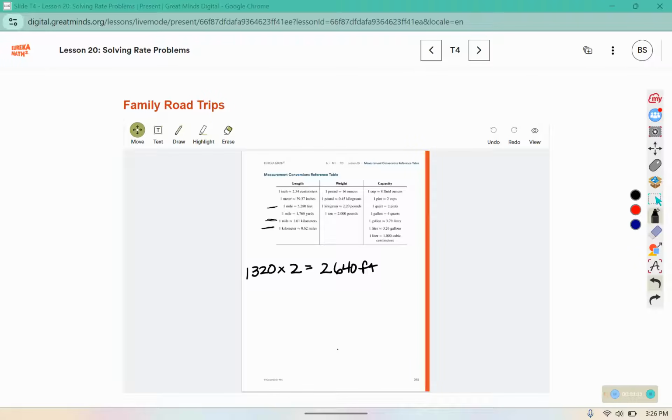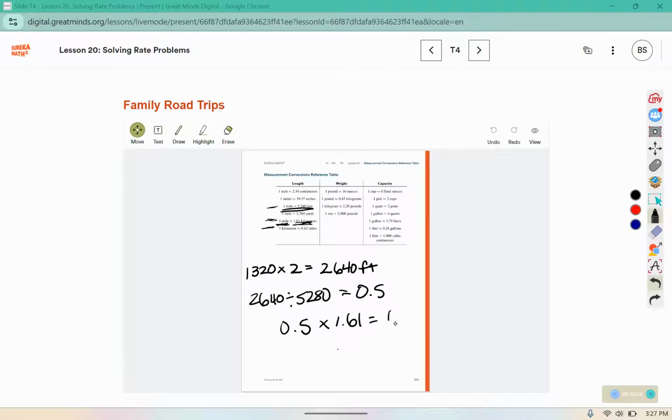1,320 times 2 gave us 2,640 feet. So if I divide 2,640 by 5,280, that will tell me how many miles they walked. And they walked a half of a mile. This says 1 mile is 1.61 kilometers, so we need 0.5 times 1.61 because they did half a mile, not 1 full mile.